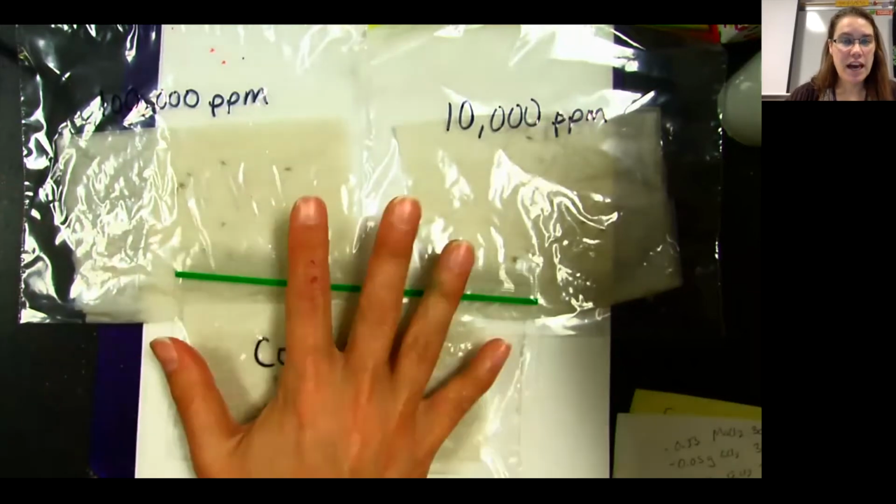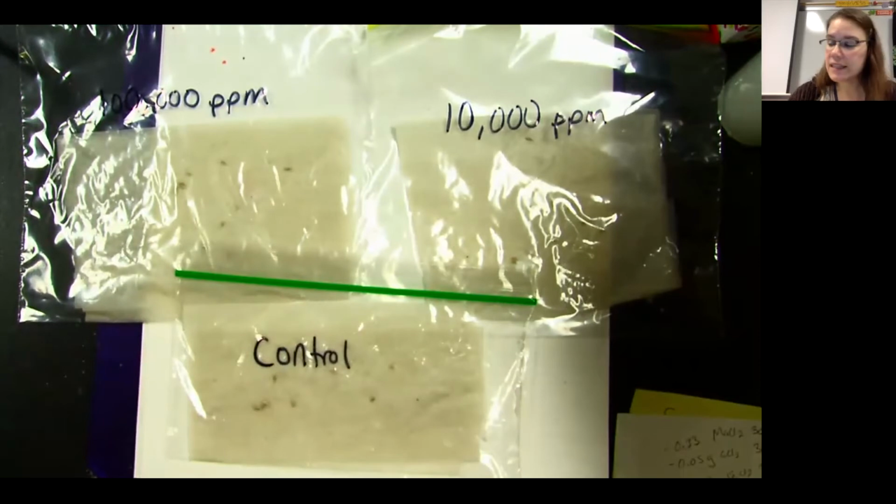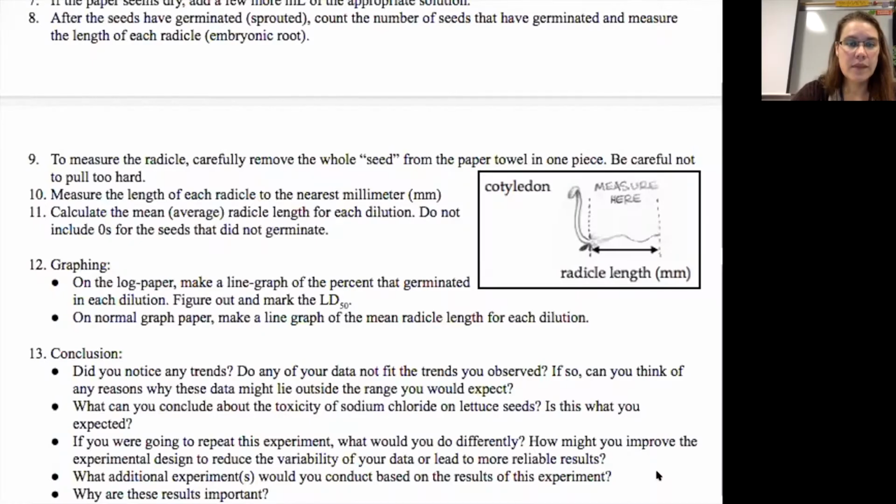So here are the 3 I've just made. You will make 8 total. You're going to let them sit somewhere where they can get light for 4 days. So after the seeds have germinated, after about 4 days, you're going to count the number of seeds that have germinated and measure the length of each radicle, which is the little embryonic root.